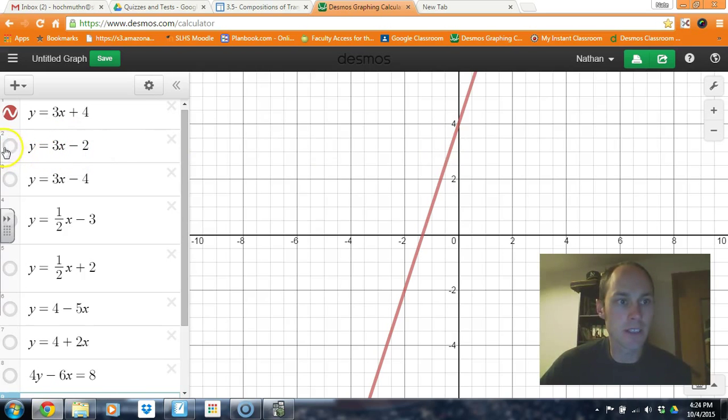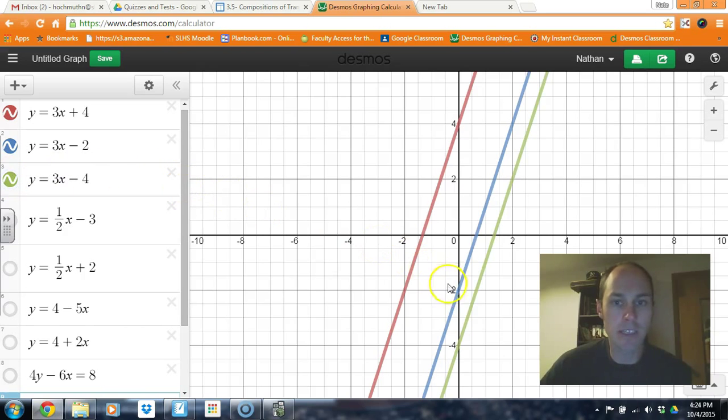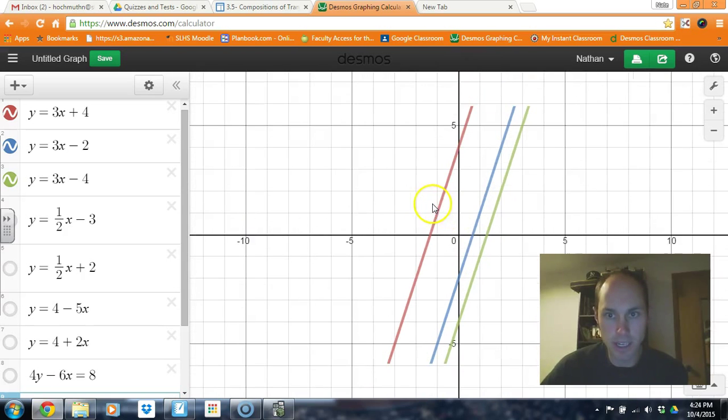Y = 3x - 2. Intercept of negative 2, slope of 3. Y = 3x - 4. Intercept of 0, negative 4, slope of 3. What do we notice about these three lines?